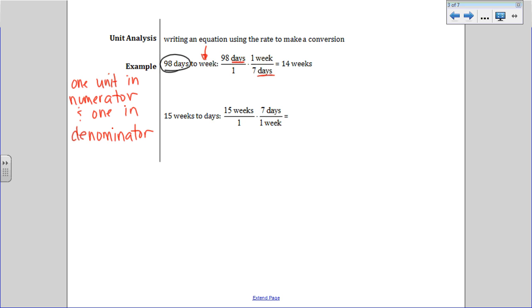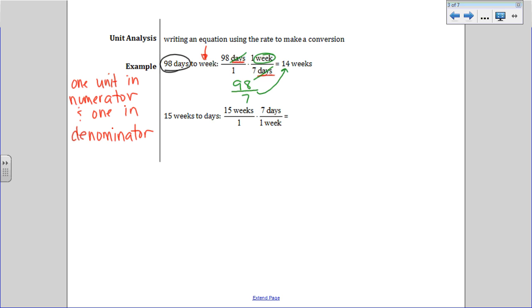It's always going to be a multiplication problem. And so what I know is that 1 week that we're converting to has 7 days in it. The reason I do that, guys, is if I have the same unit in both the numerator and denominator, I can cancel those. So now I'm doing 98 times 1 and 1 times 7. Well, there's that division problem that many of you probably already knew in your head. If we take 98 divided by 7, we get 14, and the only unit left is weeks. So we have 14 weeks.